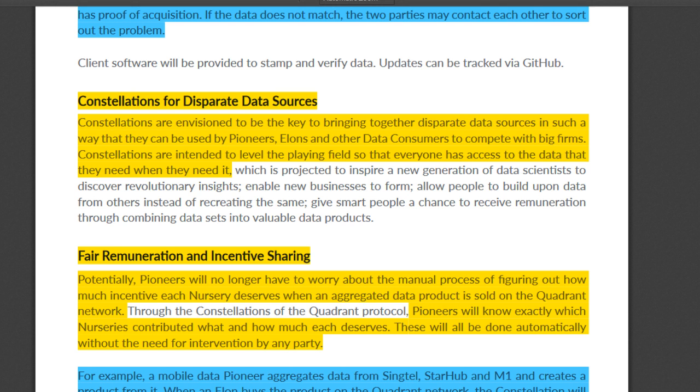And so an example here again in blue, a mobile data pioneer aggregates data from a couple different sources and creates a product from it. When an Elon buys the product on the Quadrant network, the constellation automatically shares payment for the product between the parties. So the smart contract's already in place, and then it pays out each time. And it doesn't have to be an Elon, it could be an end user, data consumer. But just every time it gets sold, the vendor gets part of it, and then the original producers still get a part as well.